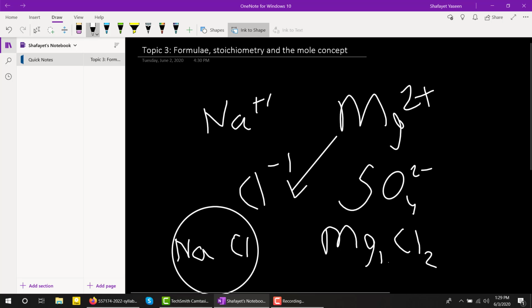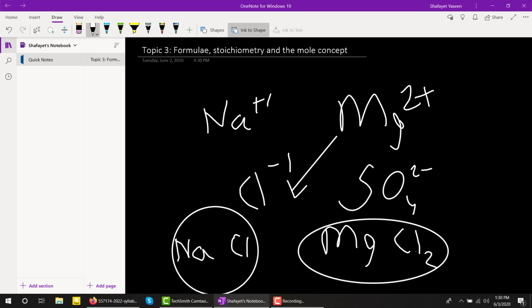So as I said before, we don't really include the 1, so it'll just be this, and the nomenclature will be magnesium chloride. So if you're asked in magnesium chloride, how many chlorines do you have per molecule, or how many atoms of chlorine do you have in magnesium chloride?